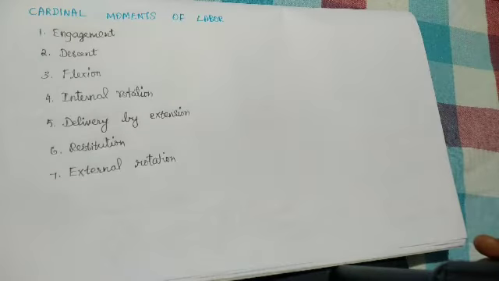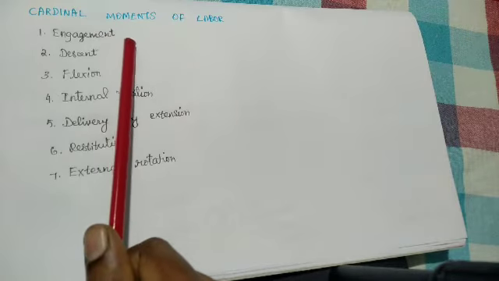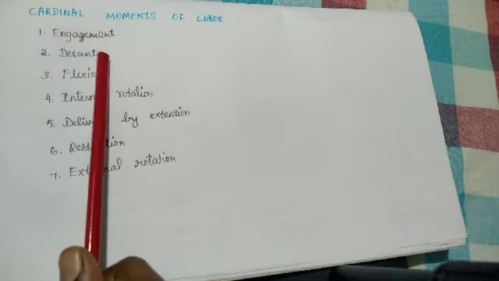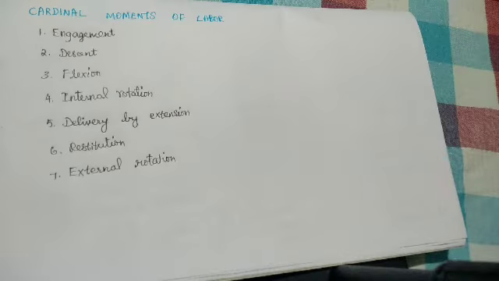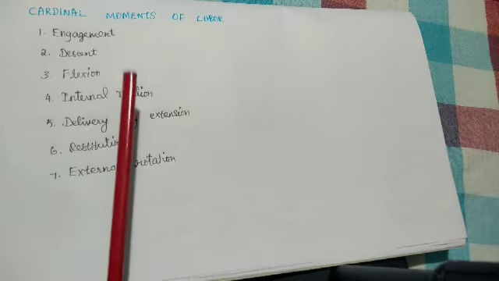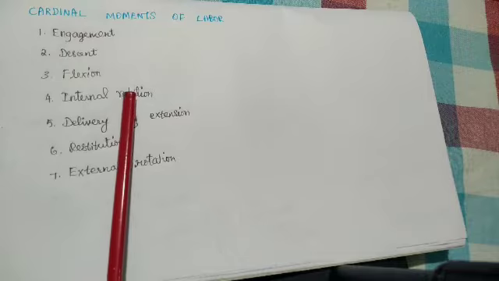What are these 7 cardinal movements of labor which we should know? First, there is engagement when the head enters the pelvis, and further descent and ongoing flexion. Then the head hits the pelvic floor. Remember, the pelvic floor is made up of the levator ani muscle. Whatever hits the pelvic floor will contract, so whatever hits will rotate. So there is internal rotation.